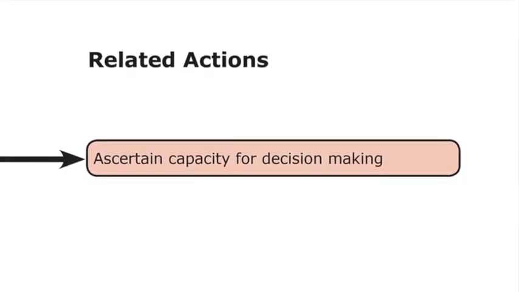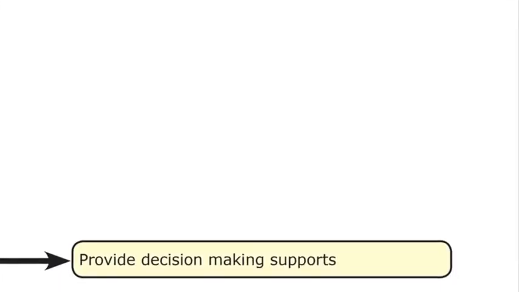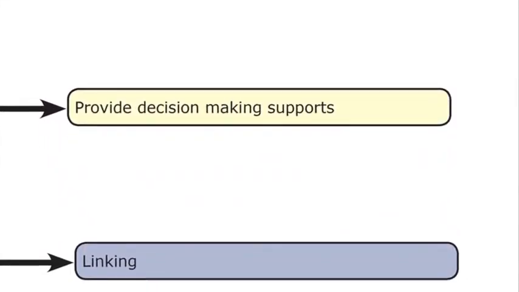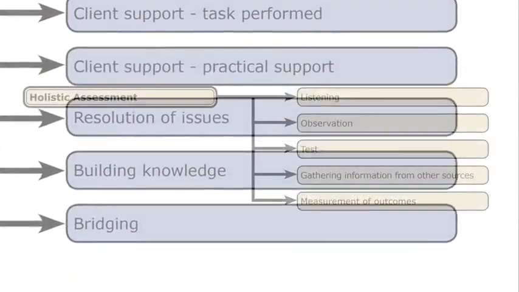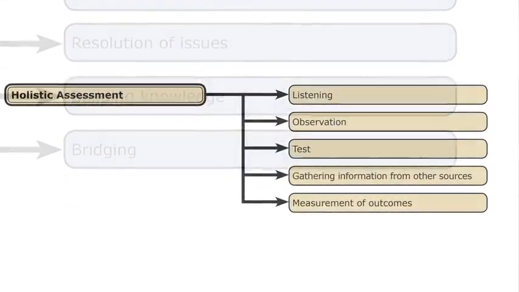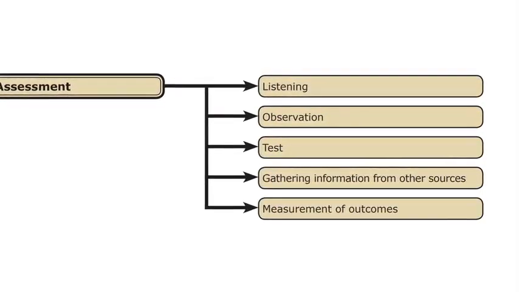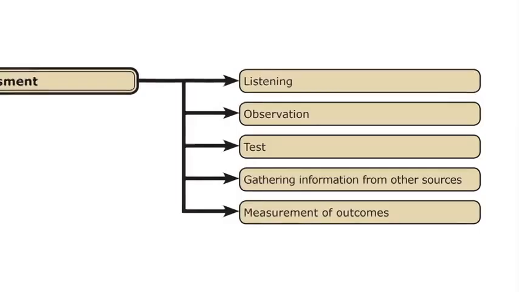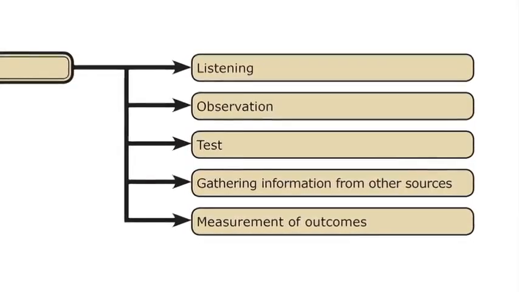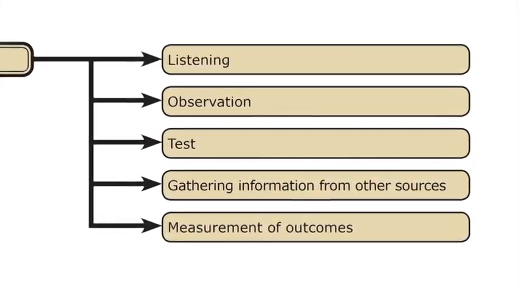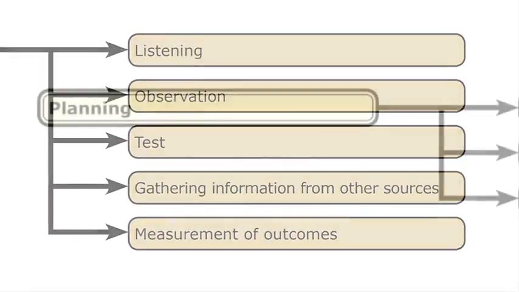Then in the right column we have the related actions, which are also relevant but are not core activities of case management. So looking a little closer at some of the main actions and related actions, look at the main action of holistic assessment. The child categories of holistic assessment, as you can see, are listening, observation, test, gathering information from other sources, and measurement of outcomes. Now, not all case managers might do all of those actions to assess. They may just gather information from other sources.